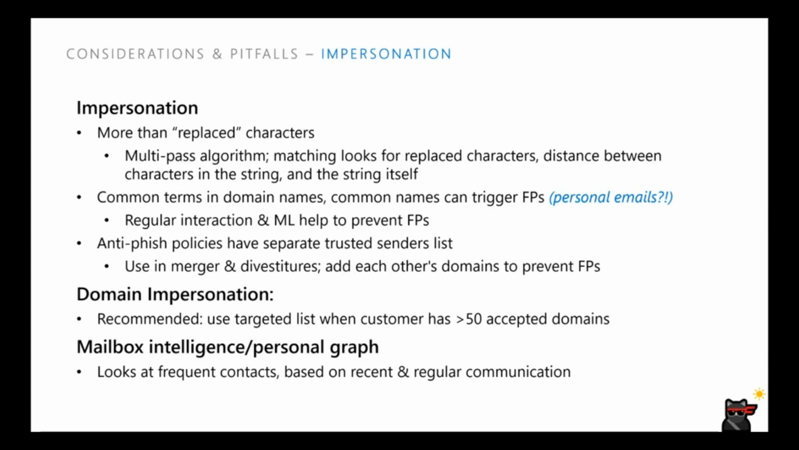I will say that there can be false positives if you have any common names or common terms in domains. This will trigger pretty often, and you'll see it with personal emails. You have your CEO, or a new C-level person who comes to the company, and you add them to the impersonated senders list. They try to send themselves an email from the same address at Outlook or Gmail or Yahoo, and hey, I didn't get it. What happened? Well, it's because you're impersonating yourself.